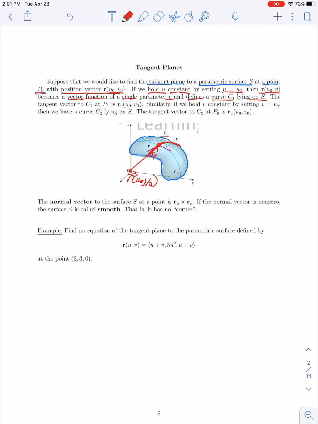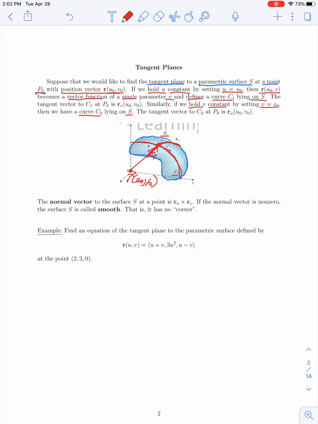Now, in the same way, if we were to hold v constant by choosing v to be the fixed value v naught, then as u varies over its parameter values, we get another curve C2, which lies on our surface. Both of these curves, C1 and C2, pass through the point P naught, because the point P naught corresponded to u equal to u naught, v equal to v naught.